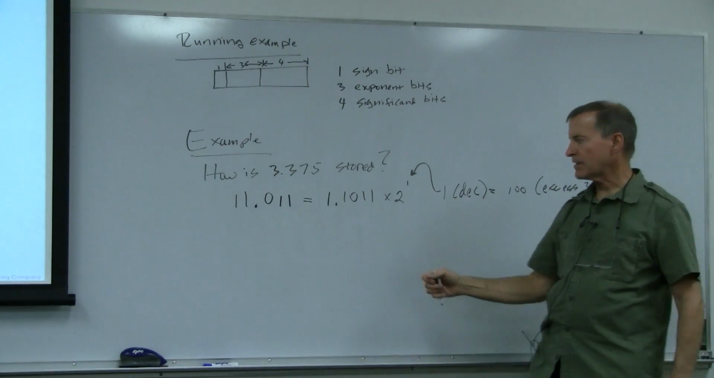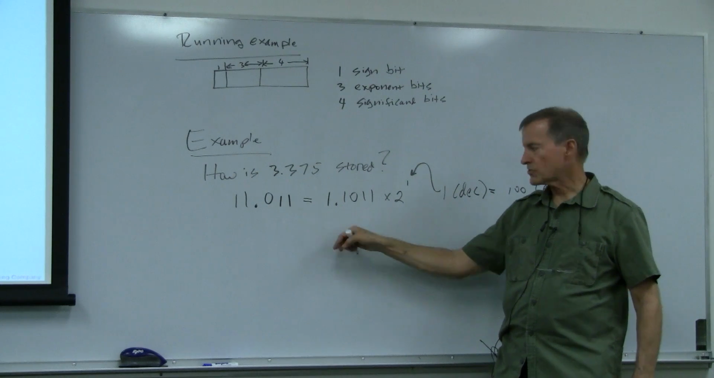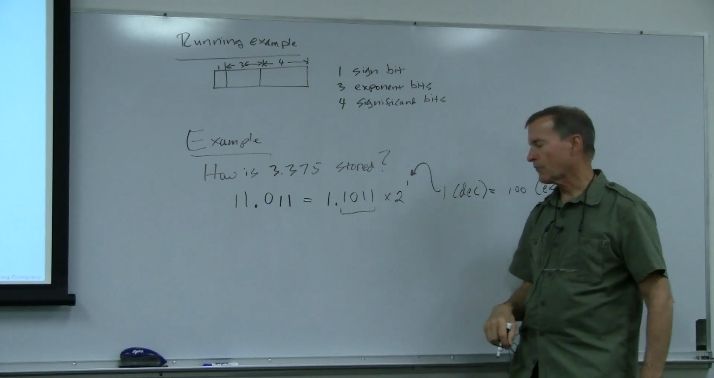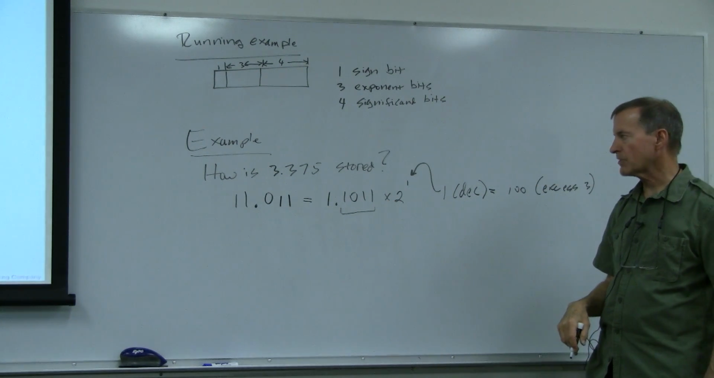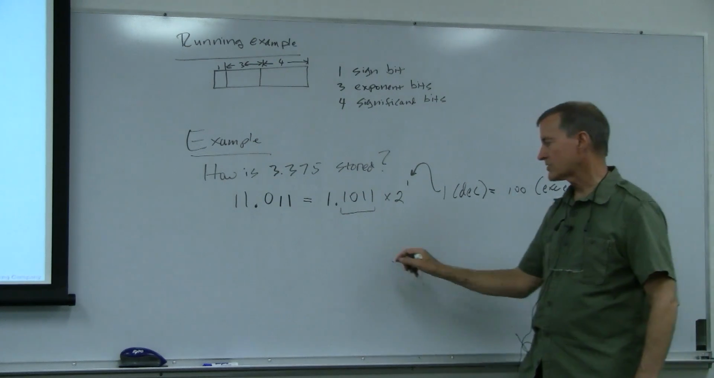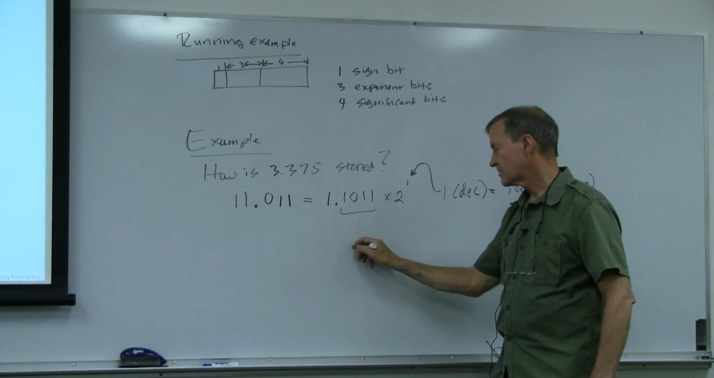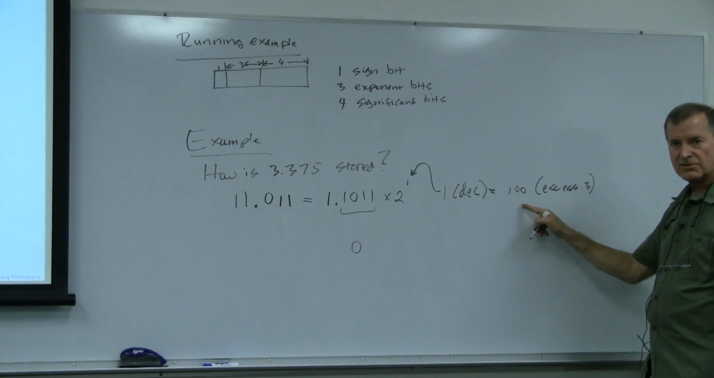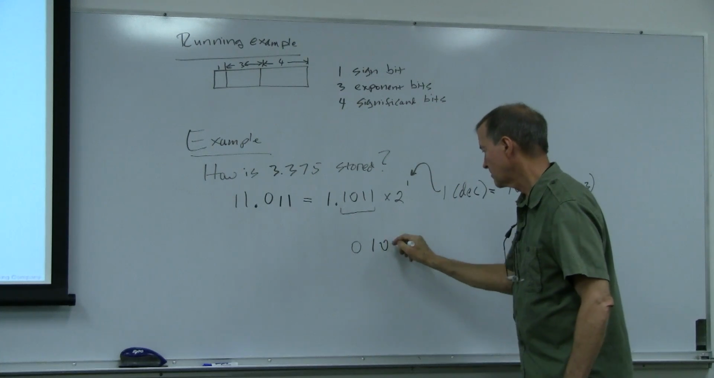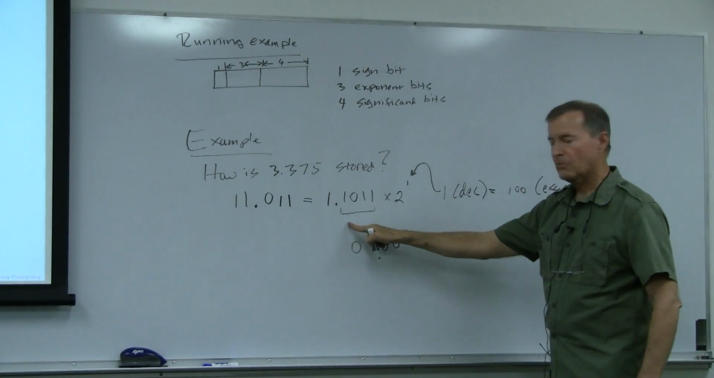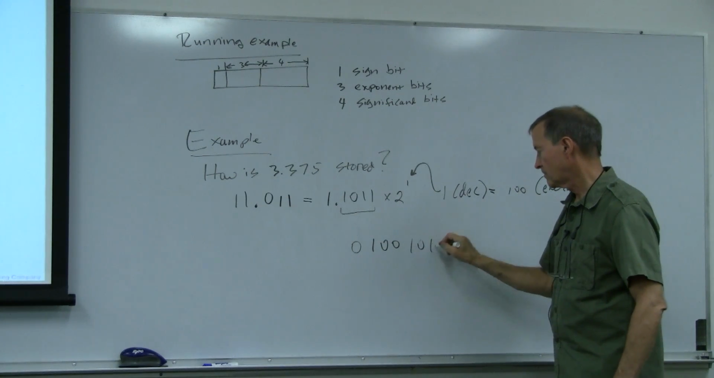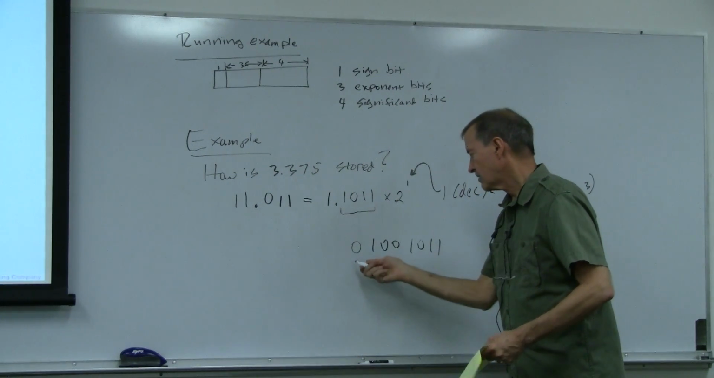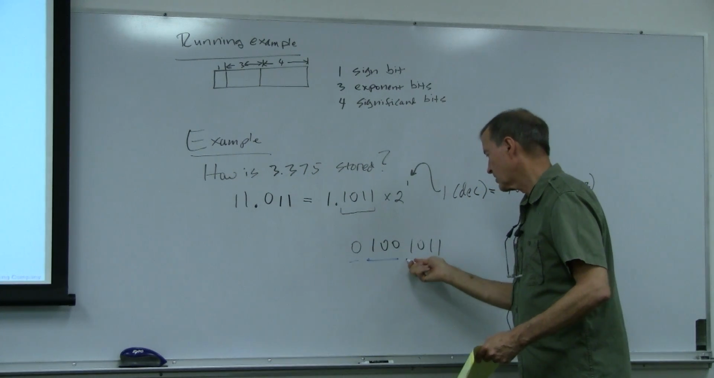And now what's the hidden bit? This one. So the significand is this part, right? And is the number positive or negative? It's positive. So how is it stored? 0, and then 100, and then 1011. Now, does everybody see how that works? And it's like this. Here's the sign, here's the exponent, and there's the significand.